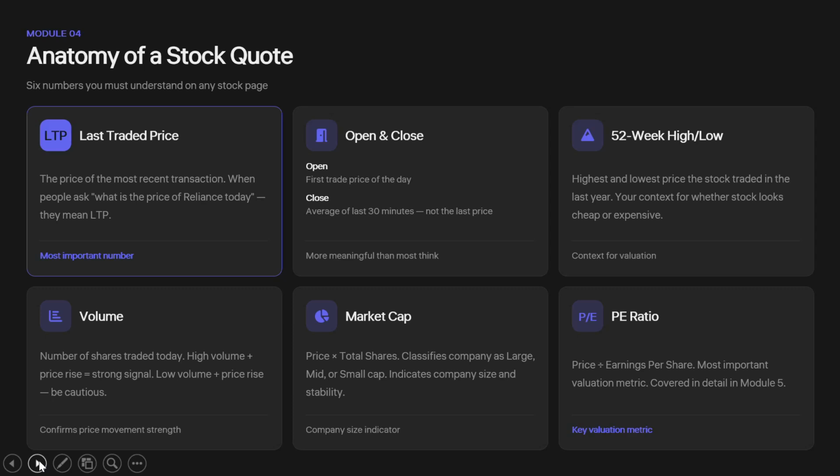Fifth is the market cap, price multiplied by total shares. This is how you classify the company as large, mid, or small cap. Sixth is the PE ratio, price divided by earnings per share. The most important valuation metric. We covered this in detail in Module 5.